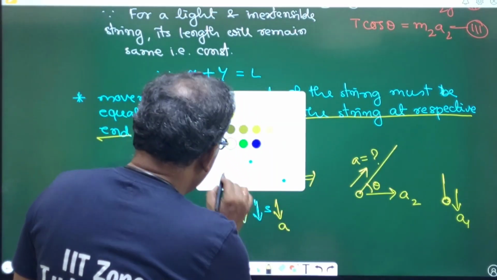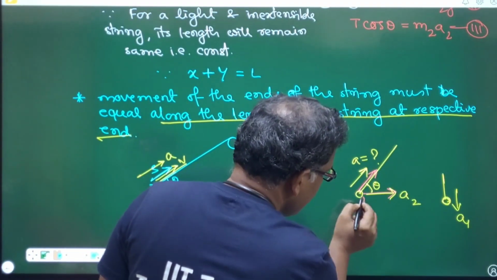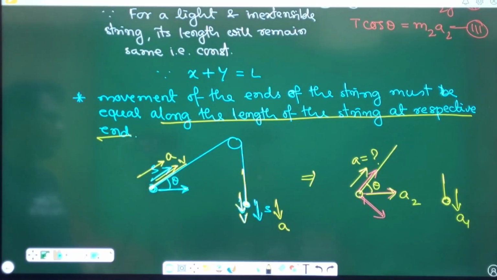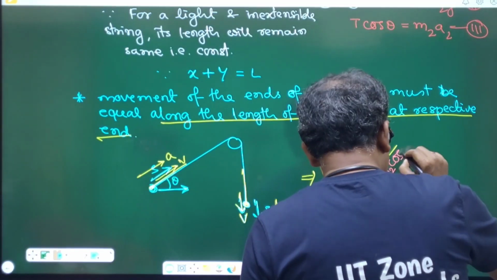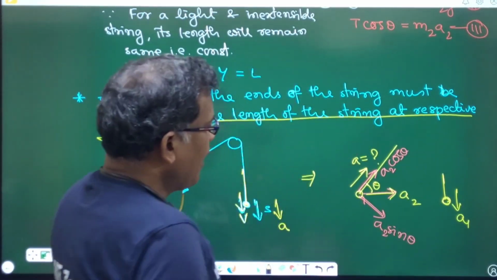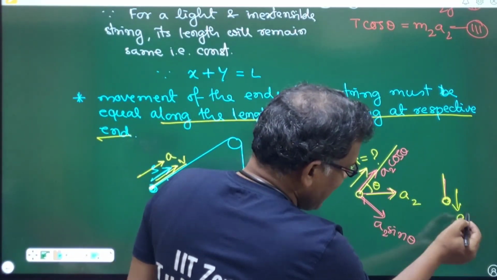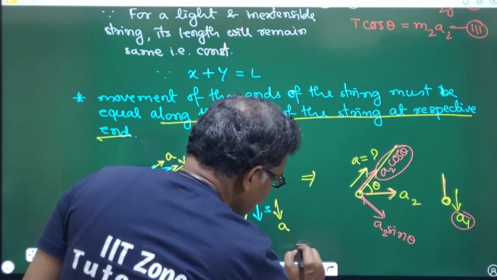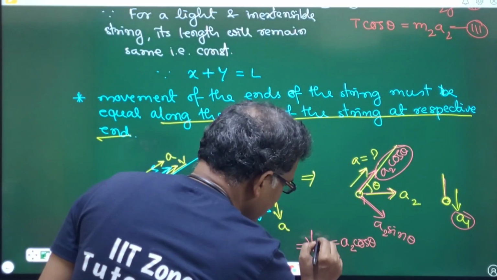So now what you have to do, you just need to resolve a2 into two components. Are you getting me? Right. So it will be a2 cos theta along this direction, and it will be a2 sin theta along this direction. So what did I say? Along the string, the acceleration must be the same. So at this end along the string it is a1, at the other end along the string it is a2 cos theta. So this implies that a1 will be equal to a2 cos theta. This is the relation. Right.